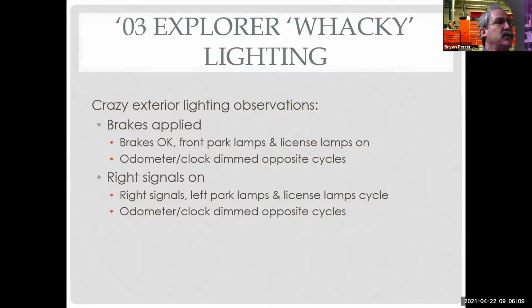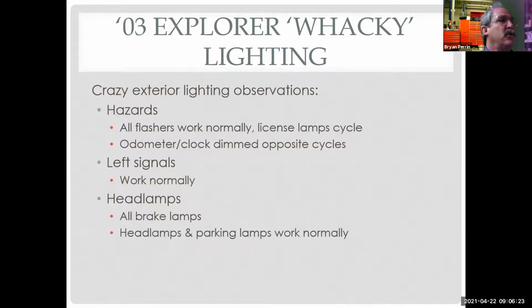With the right turn signals on, the right turn signals work, but my left park lamps and turn signals all flash, and my license plate lights flash. My clock and odometer go dim every time the lights on the outside of the car go bright. If I turn on my hazard lights, all the lights work normally, but my license plate lights also flash. My odometer and clock dim when my lights flash on the outside. My left turn signals work normally.